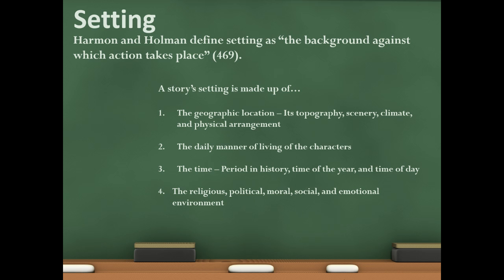So let's talk about setting first. Harman and Holman define setting as the background against which action takes place. And we can think about the setting as being made up of four different things or aspects. The first is the geographic location. It's topography, scenery, climate, physical arrangement.